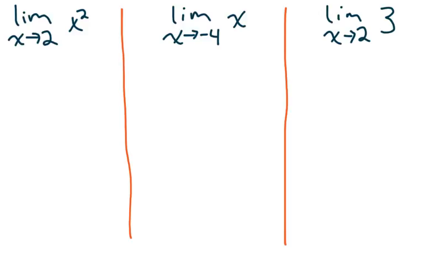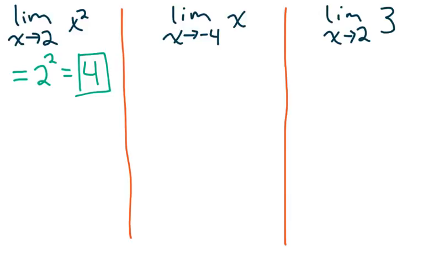So if we look at this first problem on the left here, we would read this as the limit of x squared as x approaches 2. And we can say that would just equal 2 squared, which is just 4. So very basic, we just plug in the x value, and if we don't get any issues going on, then we're usually fine to call that the limit.